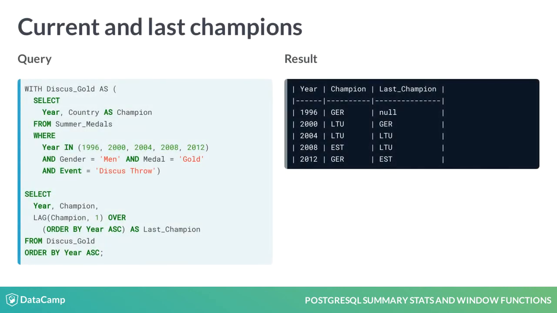After wrapping the previous query in a CTE, which is a way to temporarily store a query's results as a table, select the year and champion, and use lag on the champion column with an n of 1, ordering by year in ascending order in over. In the results, notice that last champion contains champion's value from the previous row. The first row has no previous value, so its value is null.